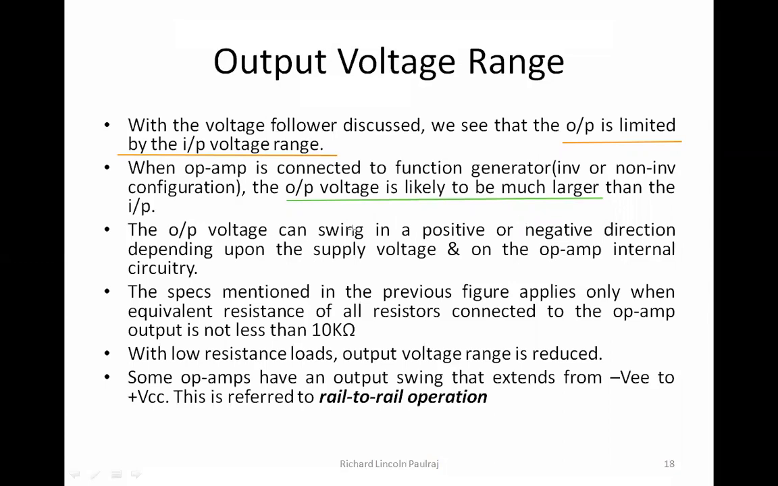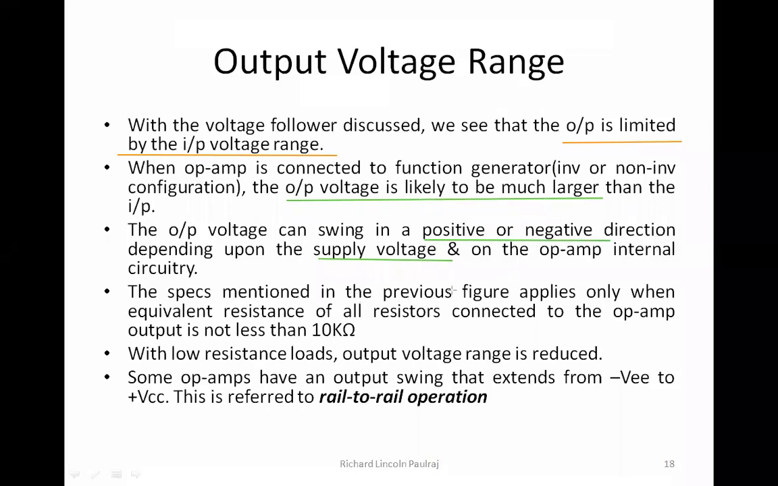The output voltage can swing in positive or negative direction depending on the supply voltage and on the op-amp internal circuit. Now, what do we understand by this? Based on how much input I am giving, my output can go in the positive direction or the negative direction. We have seen this in the operation in the previous slide.